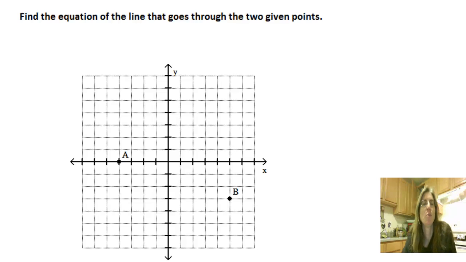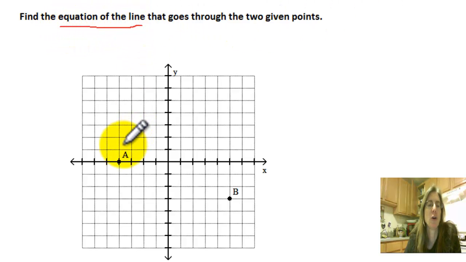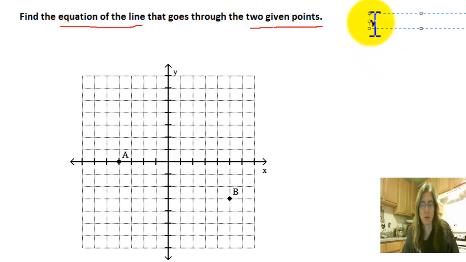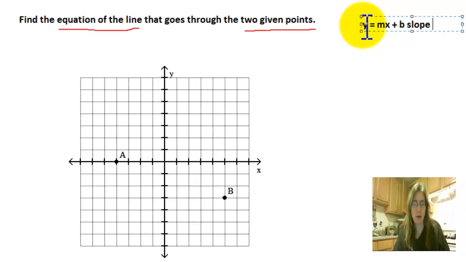All right, this is a problem where we have to find the equation of a line, and they just give us this picture with A and B. They don't even draw the line. Okay, it's with 2 points. So the best formula to use, of course, is y equals mx plus b. And I'll talk about other forms of this linear equation later.